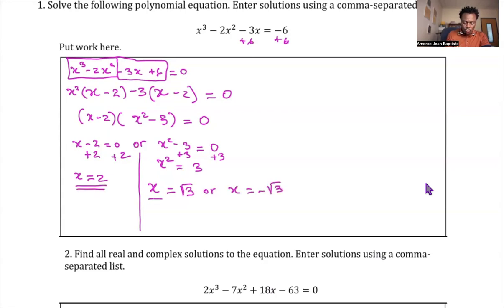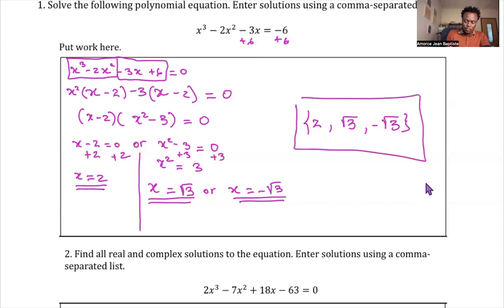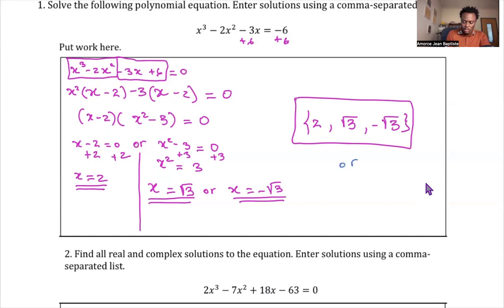We have 3 values possible for x, so the solution set will be 2, square root of 3, negative square root of 3. If you want to simplify the writing of the solution set, you can also write it as 2, plus minus square root of 3. So that also can be considered as your solution set.